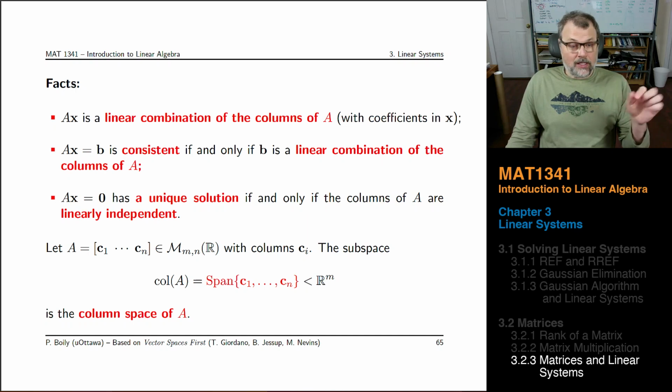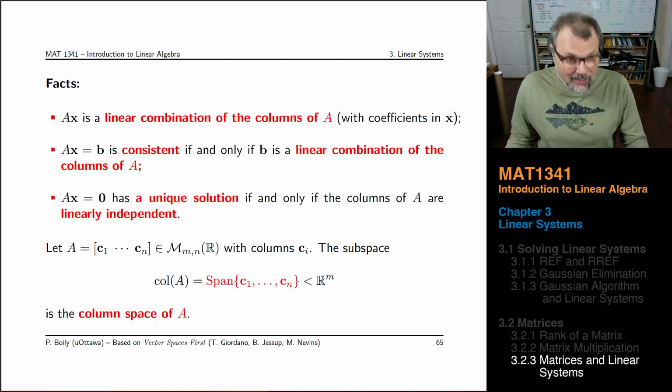So A times X is a linear combination of the columns of A with the coefficients that are in the unknown vector X. AX equals B is consistent if and only if B is a linear combination of the columns of A, because then the vector equation has a solution. And AX equals 0 has a unique solution if and only if the columns of A are linearly independent, right?